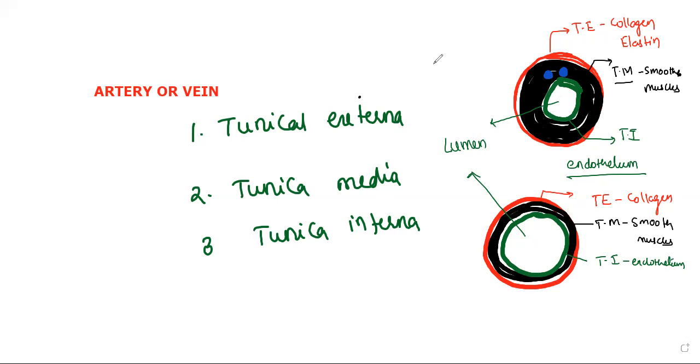So the first one is the transverse section of artery, and the second one is the transverse section of vein. Okay. So that's it, artery and vein. That makes the difference here. This is the transverse section of artery, and this is the transverse section of vein. So this is about the differences with respect to the layers: tunica externa, tunica media and tunica interna.